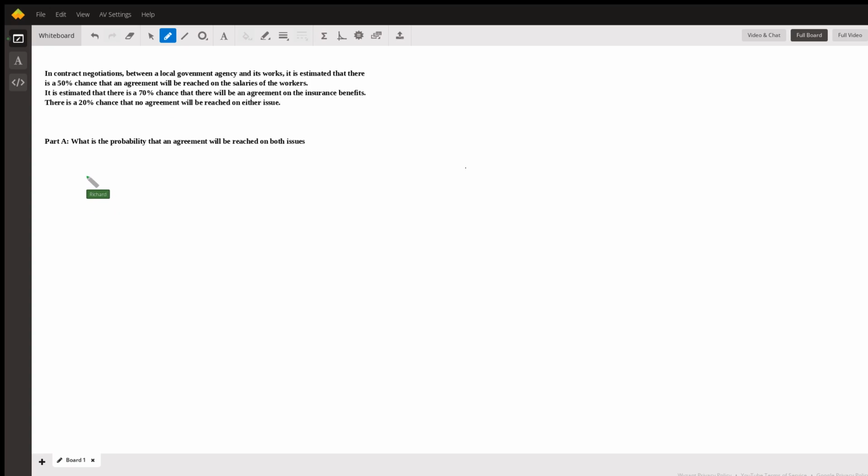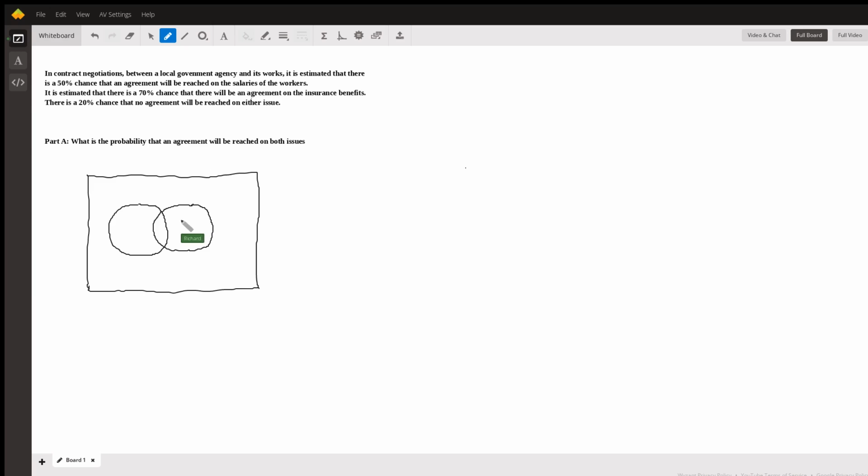We're just going to set up our diagram now. I've got to just fix the color here. Okay, so I'm going to make a very large, hopefully large enough for you to see, Venn diagram. So on the left, this represents the salaries, salary negotiation, and then this is the benefits here.